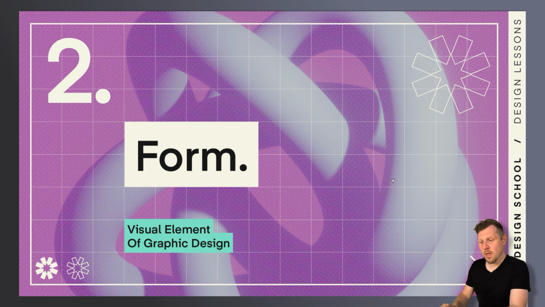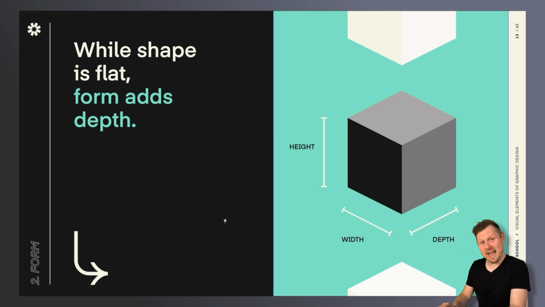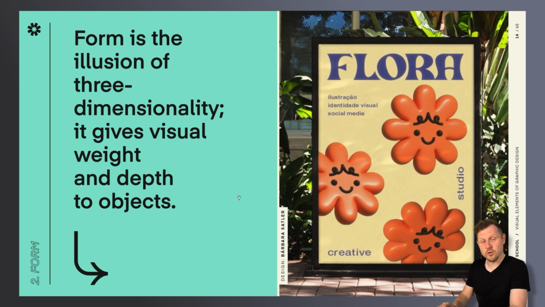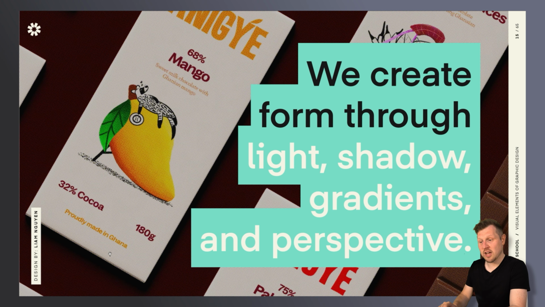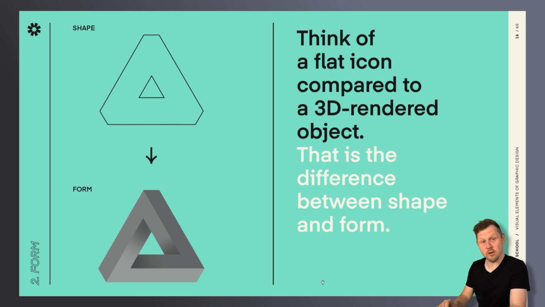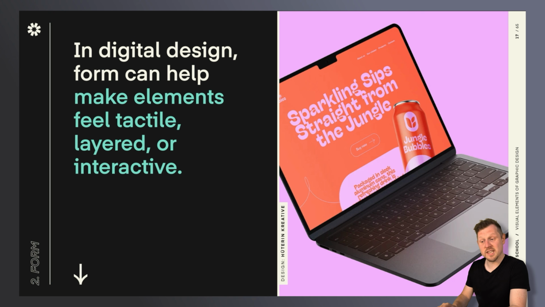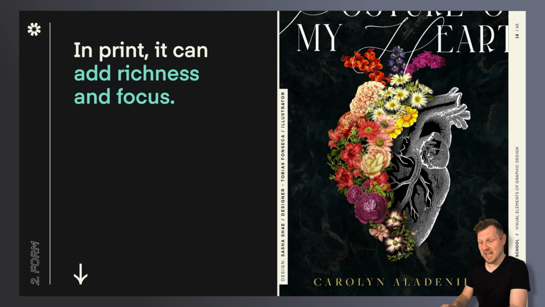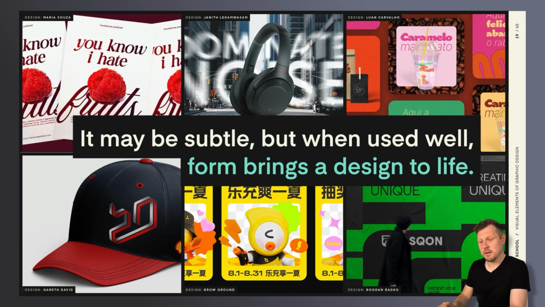Next, we have form. While shape is flat, form adds depth. Form is the illusion of three dimensions. It gives visual weight and realism to objects. We create form through light, shadow, gradients, and perspective. Think of a flat icon compared to a 3D rendered object. That's the difference between shape and form. In digital design, form can help elements feel tactile, layered, and interactive. In print, it can add richness and focus. It may be subtle, but when used well, it brings a design to life.